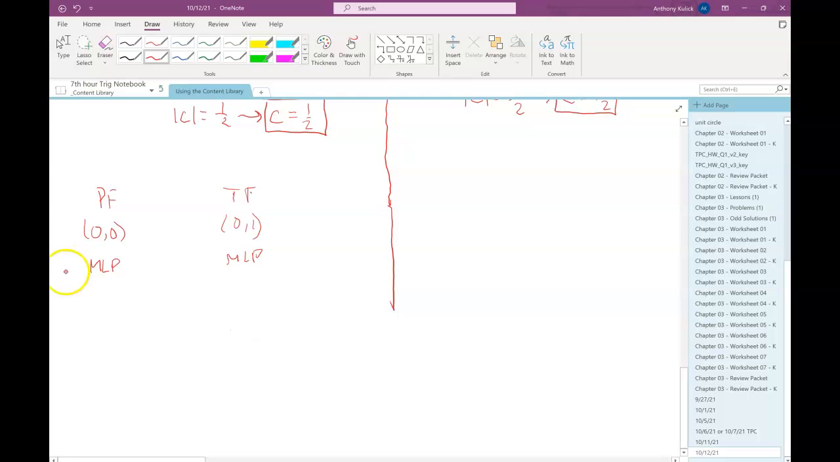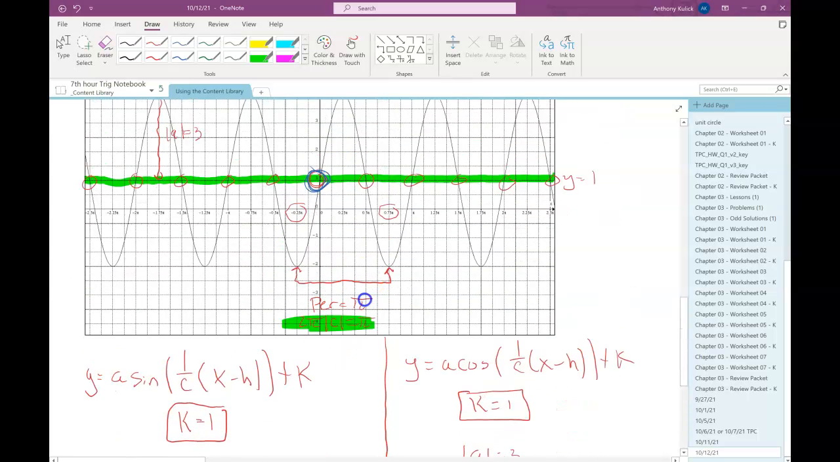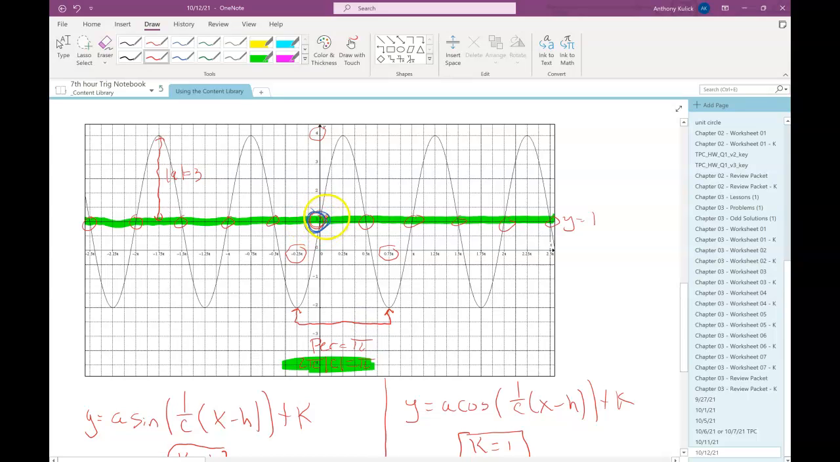So my parent function is always minimum, midline point, maximum. That order is always going to be the same. I'm going to use the down arrow to represent the minimum and the up arrow to represent the maximum. Is everybody okay with that notation? Now I'm going to go look at my graph. So here is the midline point I'm using. The left end is a minimum. The right end is a maximum. Everybody see that?